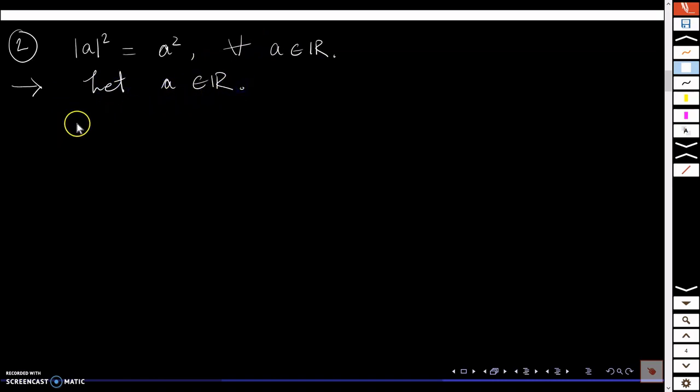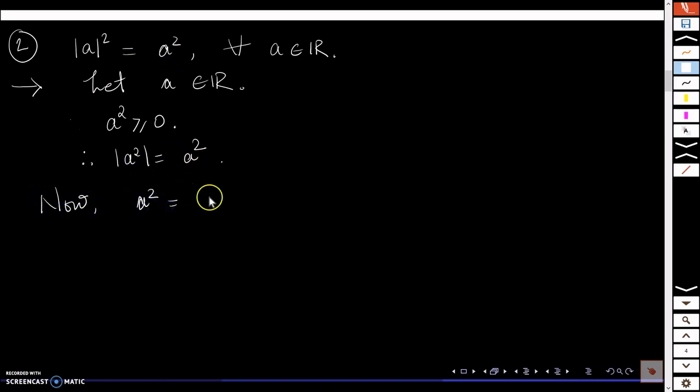Now given any real number, we know that its square is always bigger than or equal to 0. Square of any real number is non-negative, right? Therefore, modulus of this number A square is going to be itself because it is greater than or equal to 0. If A is 0, then both the sides will be 0. Otherwise, if A square is positive, then mod A square will be nothing but A square. So now I will start with this A square, my right hand side.